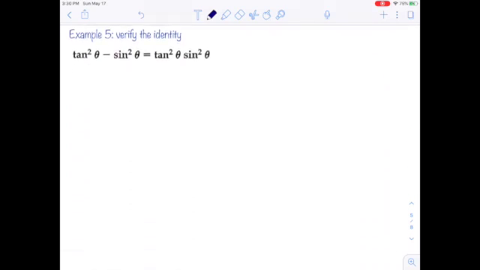All right, example 5. For the most part, 99% of the time, you'll start on the left-hand side unless you get stuck. So let's go left-hand side again. Tangent squared theta minus sine squared theta. My shot in the dark is really just switch to sine and cosine. So sine squared of theta divided by cosine squared of theta.